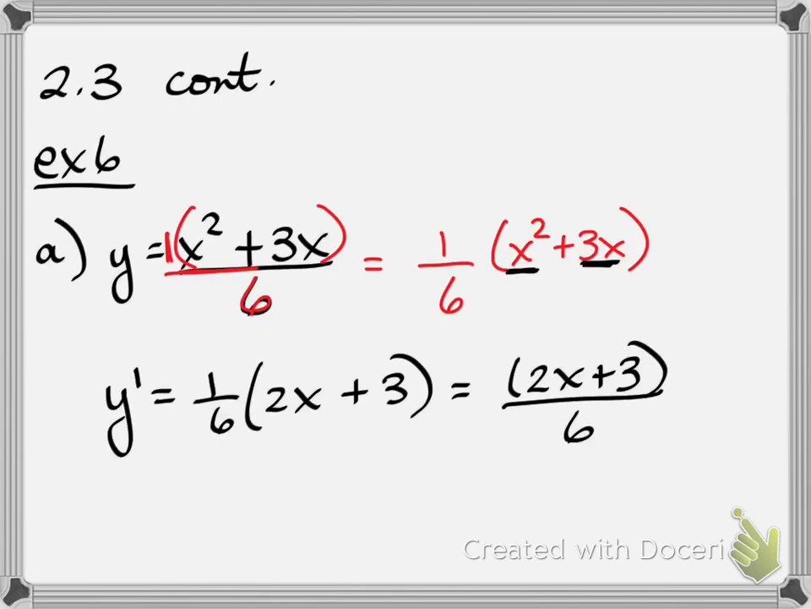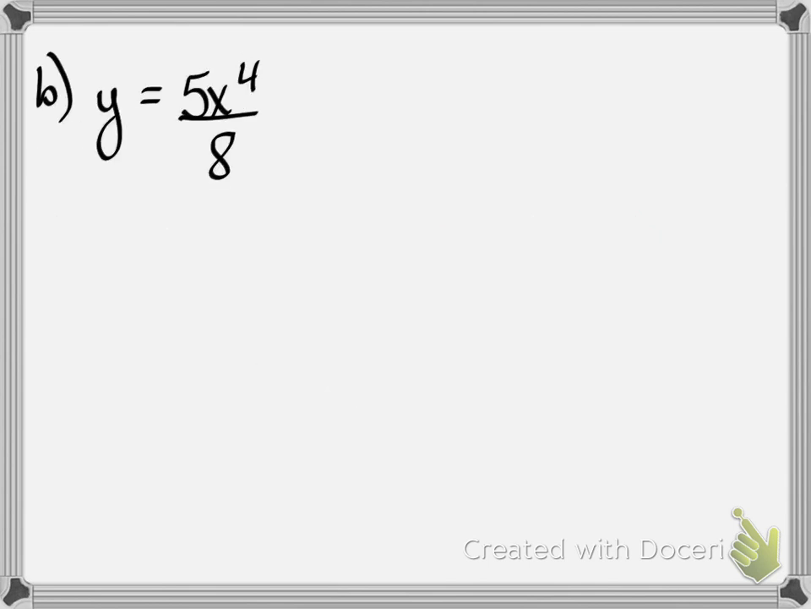B part is similar. Just because it is written as a quotient doesn't mean we're going to have to do quotient rule. However, on any of these, quotient rule works. You can totally do quotient rule. It just takes longer. So notice that that's just an 8 in the bottom, not a variable. So we have 5/8 that we could think about being a constant of our x to the 4th.